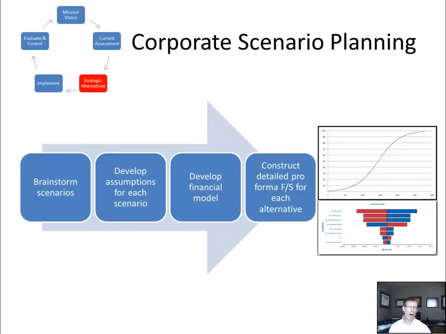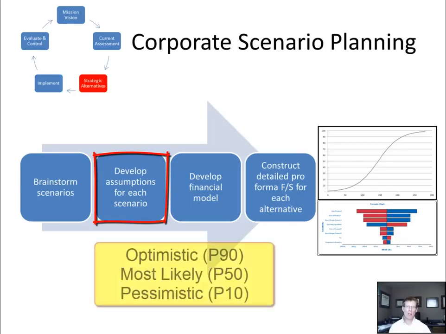So let's just quickly walk through an approach to developing corporate scenarios. First of all, in the first step, you brainstorm possible scenarios. You'll consider what the industry will look like 15 years down the road and the strategies the company could pursue to position itself in each of those scenarios. And for each industry scenario, you'll develop a set of assumptions, develop a range for each of the major assumptions, so optimistic, pessimistic, and most likely.